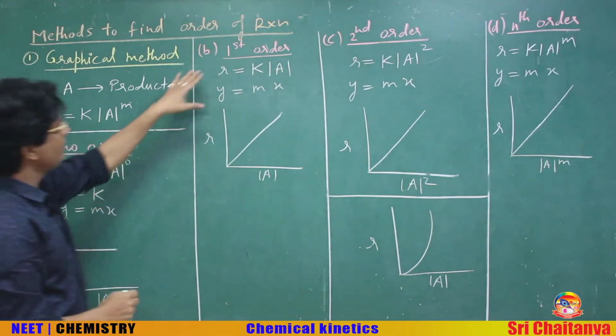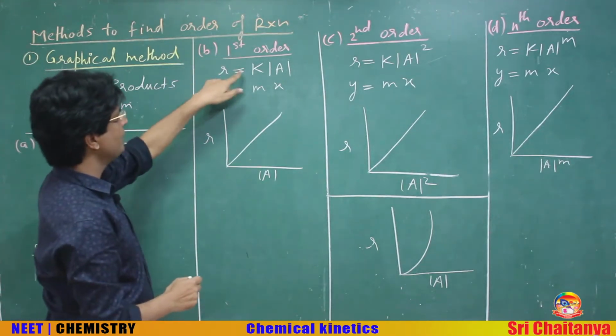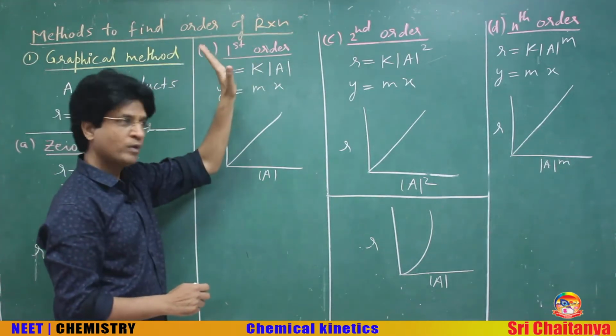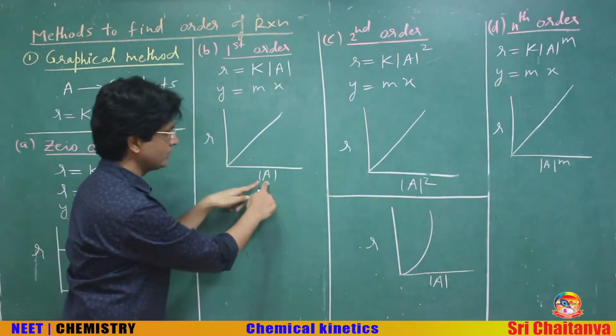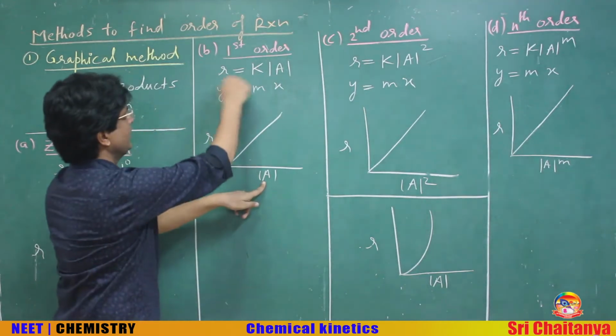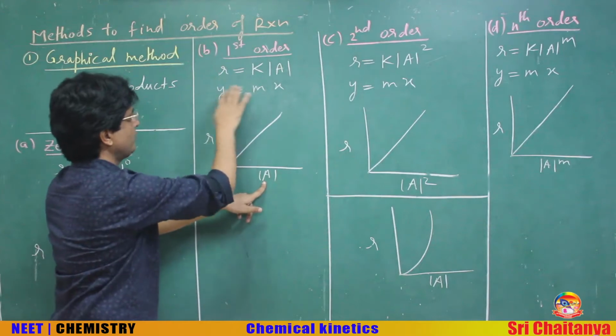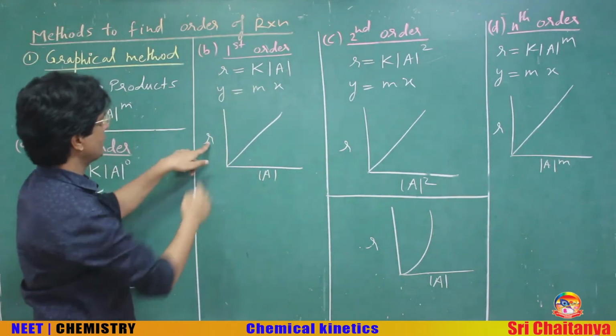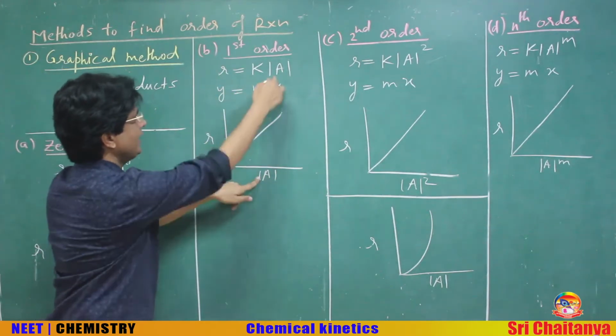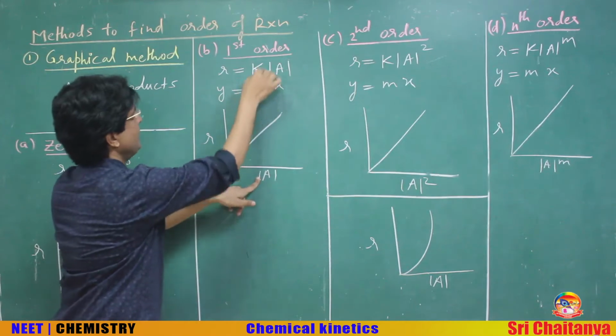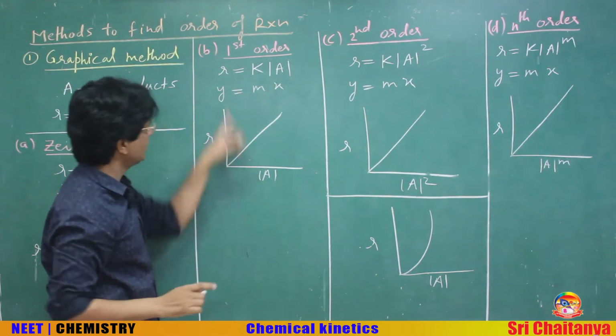Now coming to first order, R will be equal to K, A to the power of 1. Now if I put A on the x-axis, this equation is y equals mx. So this is the equation of a straight line where R is on the y-axis and A is on the x-axis. So the slope will be K for this straight line.